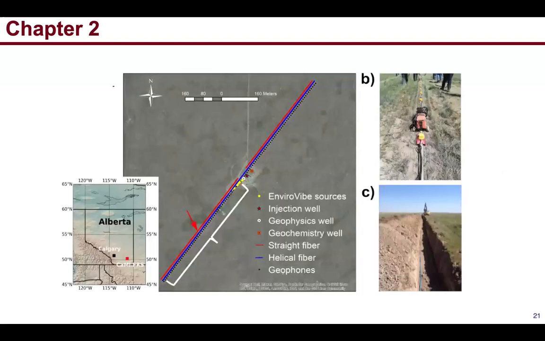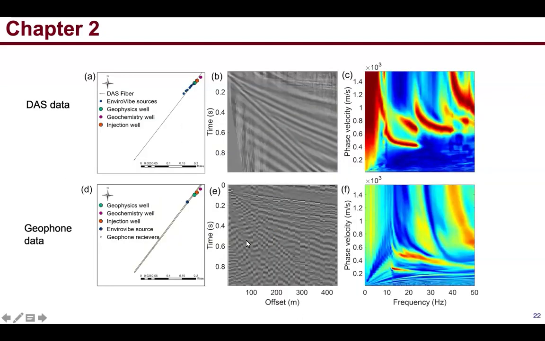And later we applied this method to some field DAS data. This is a field DAS data deployment. We collected the data from a straight DAS fiber about 1 kilometer in length, and the fiber is buried in a 1 meter deep trench, as shown here. So here we compared the collected DAS data with the co-located geophone data. The first row is the DAS data, and the second row is the geophone data.